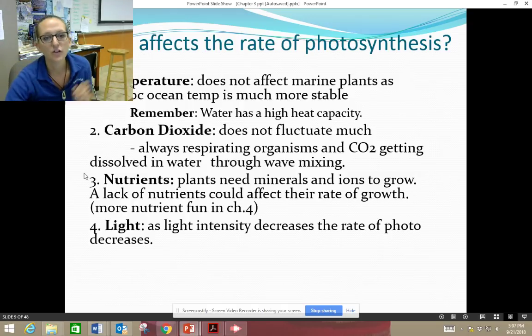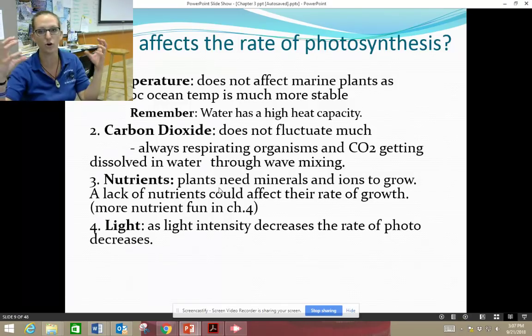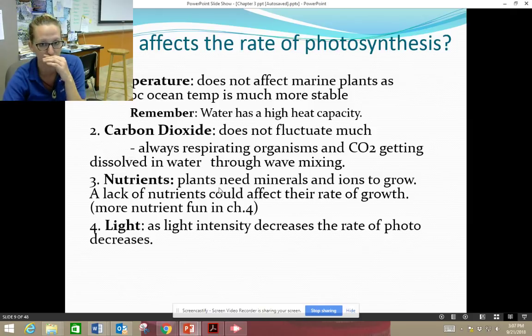Nutrients. Nutrients are going to be very limiting. And then you saw that graph from NASA that showed like the open ocean has nothing going on because it's very limiting in nutrients. So plants need minerals. They also need ions to grow. A lack of them will affect their rate of growth. We'll talk way more about nutrients in the next chapter.